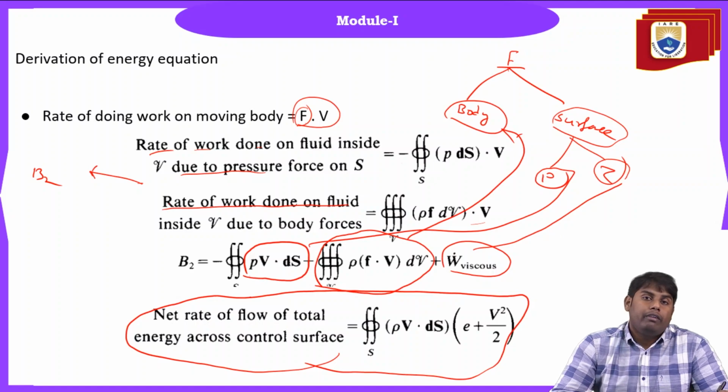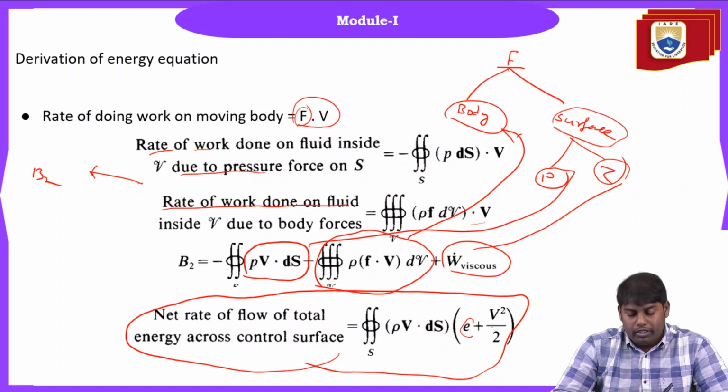So basically, what is B1? B1 is nothing but the rate of change of heat applied to the system, or heat coming out of the system. Next, B2 is the rate of work done on the system or work coming out from the system. And B3 is the net rate of flow of total energy across the control surface. So what is that net rate of flow? Here E is internal energy, and V square by 2 is your kinetic energy. So this is throughout the surface.